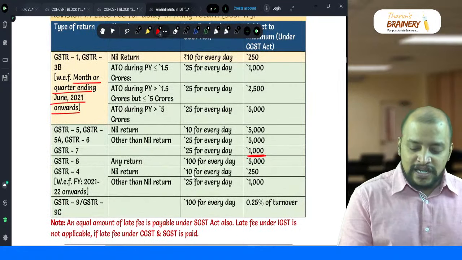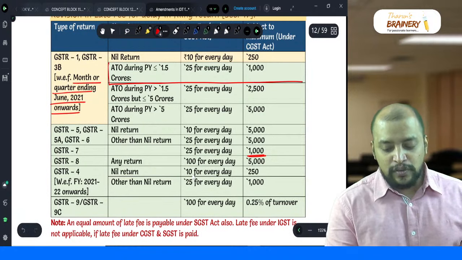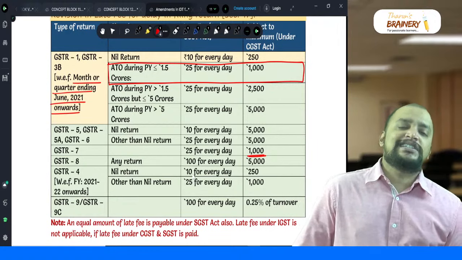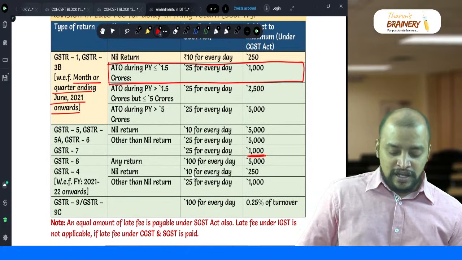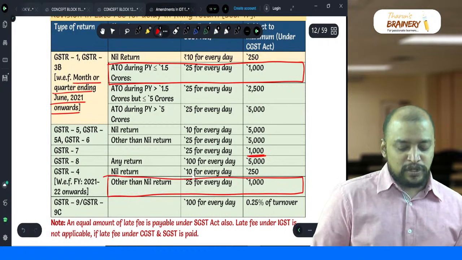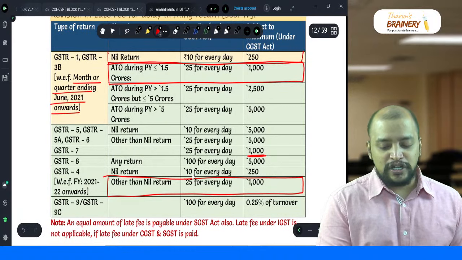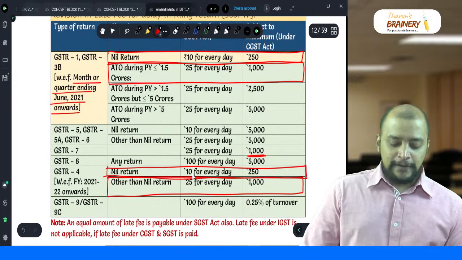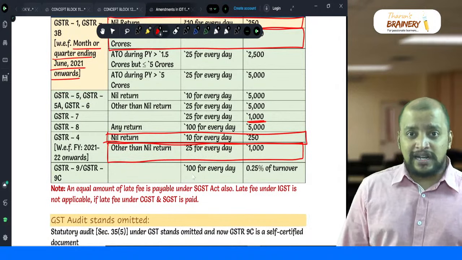If you see, every person who is under the composition scheme, their aggregate turnover should not exceed 1.5 crores, correct? For aggregate turnover not exceeding 1.5 crores, for GSTR 1 and GSTR 3B, what is the late fee? That is 25 rupees per day subject to a maximum of 1000. Here also, other than nil return, 25 rupees per day subject to a maximum of 1000. If it is a nil return, in the same way, 10 rupees per day subject to a maximum of 250. Then GSTR 9 or 9C, that is the annual return, including or not including the reconciliation statement.